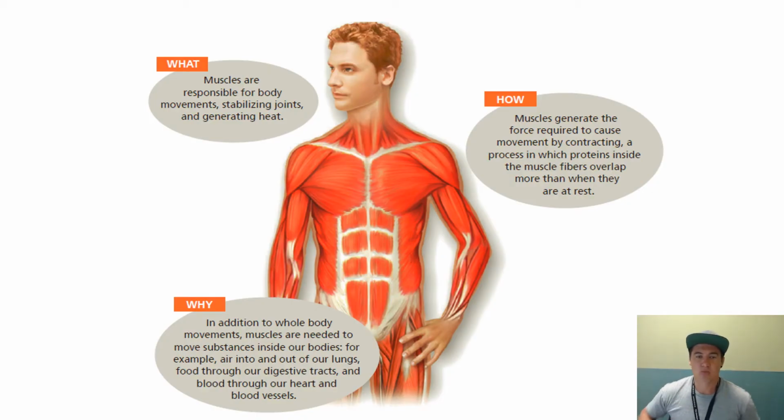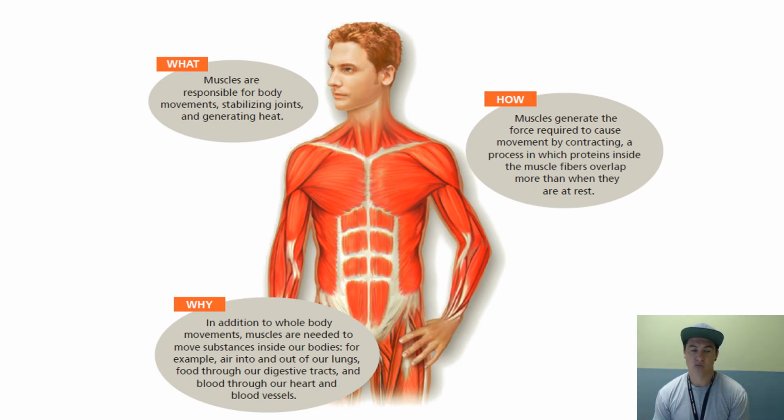So our muscles are responsible for body movements, stabilizing joints and generating heat. Muscles generate the force required to cause movement by contracting, so they come together and shorten, a process in which proteins inside the muscle fibers overlap. The more they overlap, the more contraction you get.